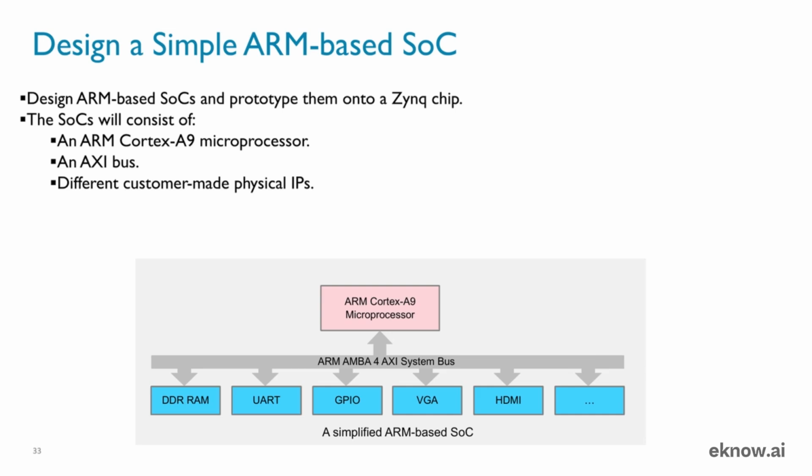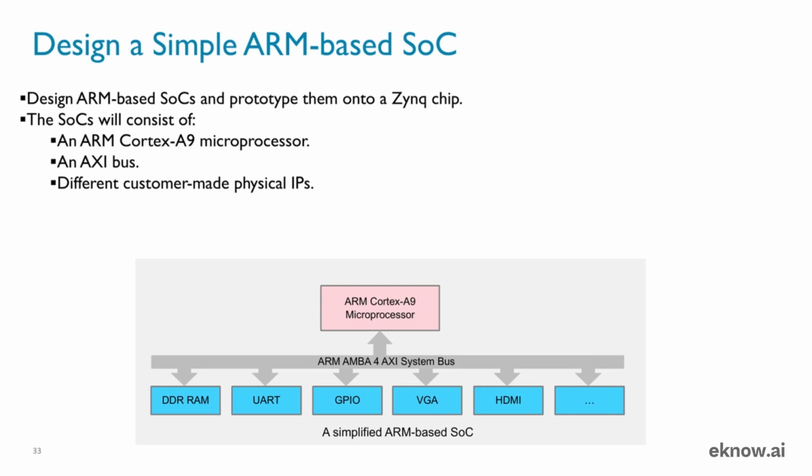Second, we need a way for the processor to communicate with everything else. That's the job of the AXI bus. In the diagram, this is represented by the thick gray bar in the middle, labeled ARM AMBA AXI system bus. Think of the AXI bus as the superhighway of our chip. It allows high-speed, efficient communication between the microprocessor and all the other components. AXI is part of ARM's AMBA standard, which is the industry standard for connecting blocks within an SoC.